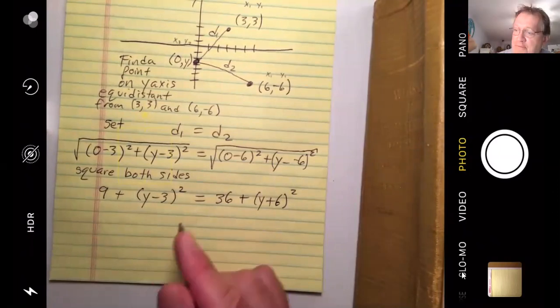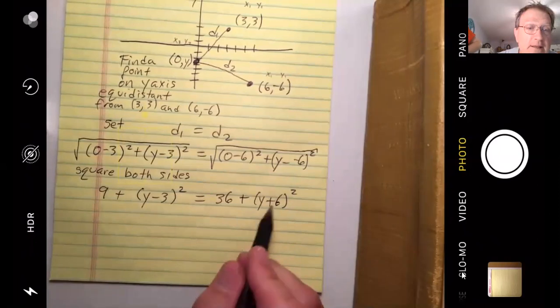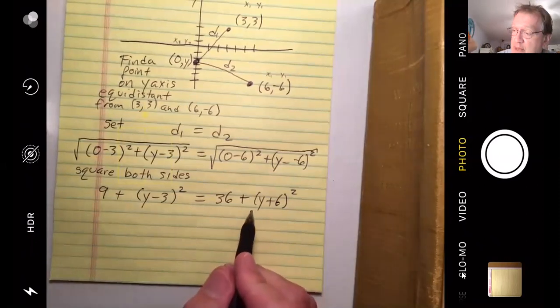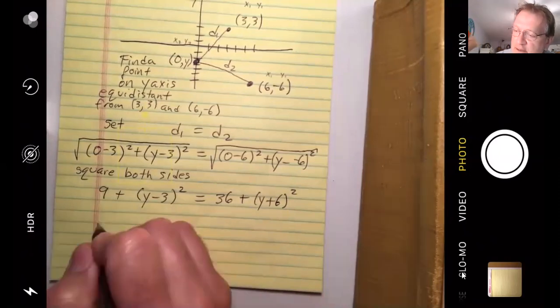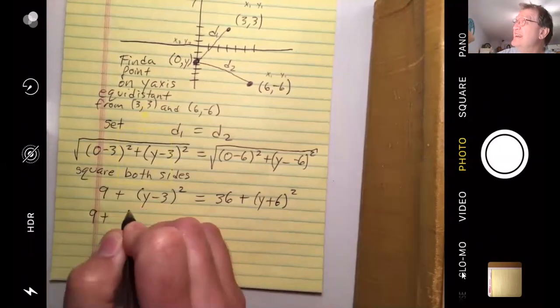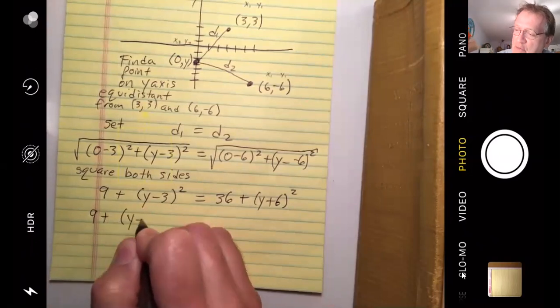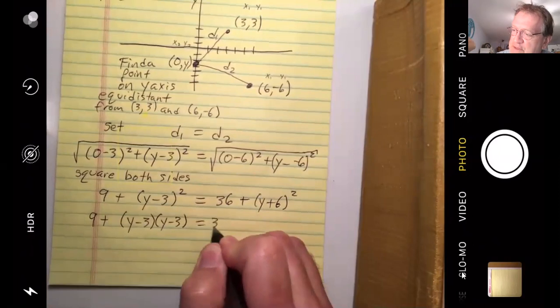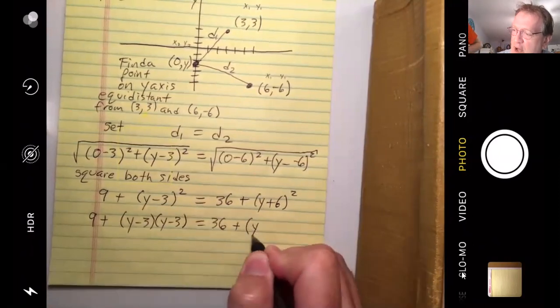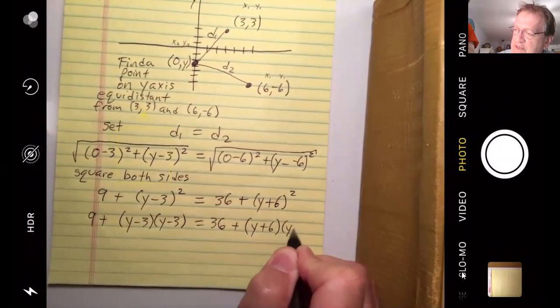All right, I can go ahead and FOIL. I hope y'all are familiar with foiling. Maybe I should write out all the steps and do the FOIL dance. 9 plus (y minus 3) squared is equal to 36 plus (y plus 6) squared, that is, (y plus 6)(y plus 6).